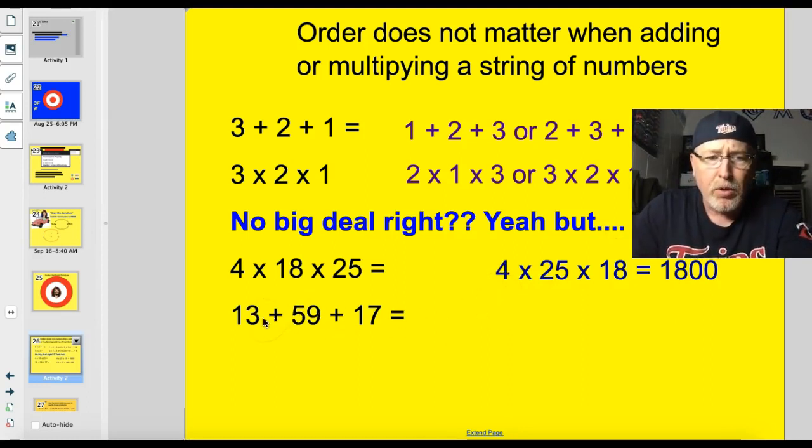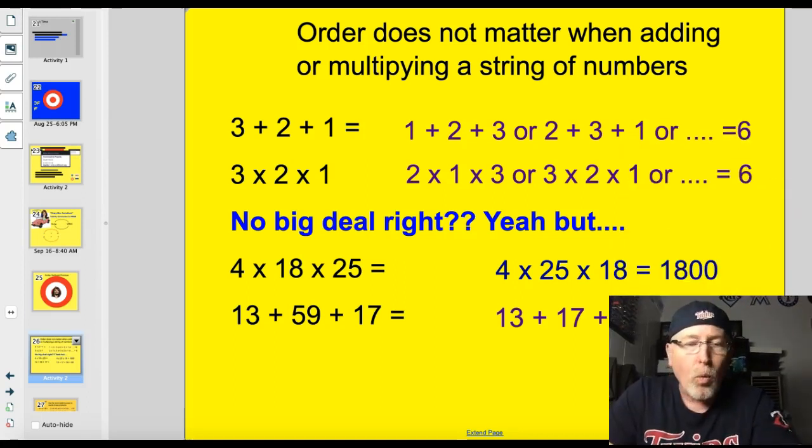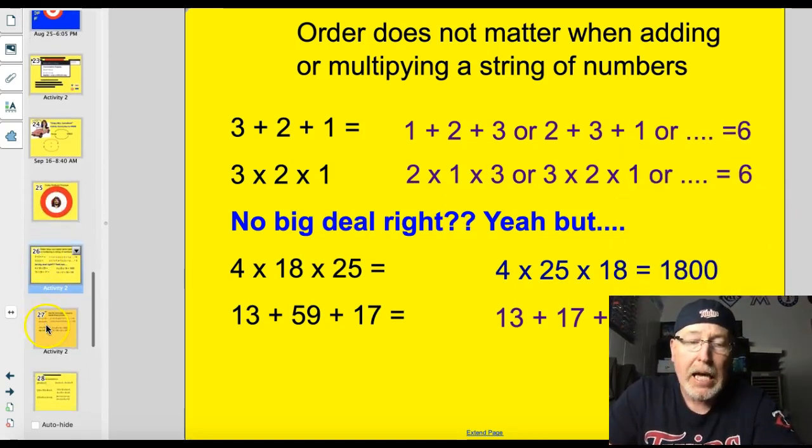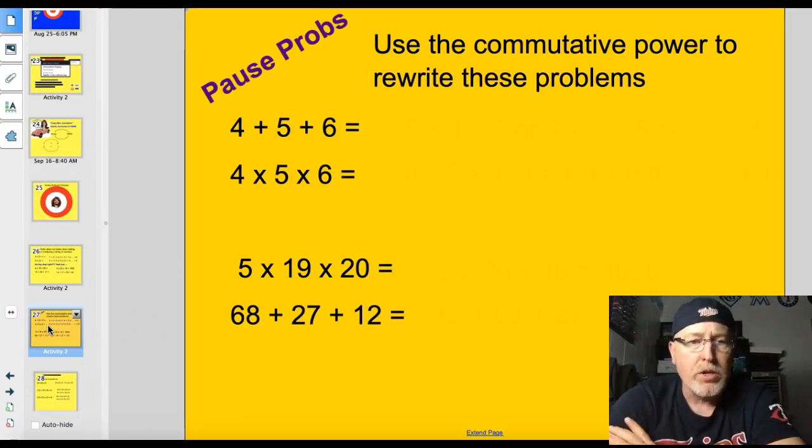Okay, here's another example. 13 plus 59 plus 17. I don't know what that is. You probably don't either. But commute the numbers around. 13 plus 17, well, that's going to make 30. These compatible numbers here. We add 59 to it. We got ourselves 89. And we're out the door. And everybody's impressed. They're like, what? Did he just do that mentally? Yeah, he did. All right, time for you to try. 4 problems. Go ahead and try these guys. Yeah, just rewrite them. You don't need to evaluate them.